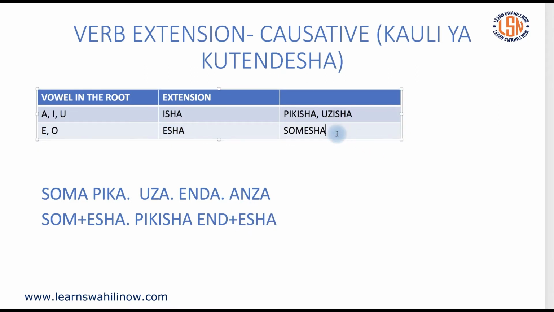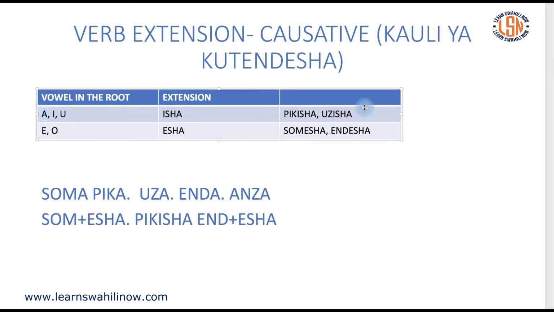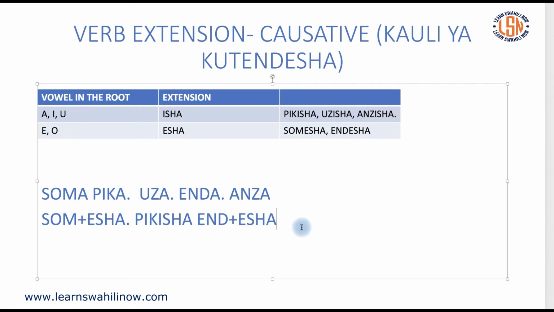So we come up and write endesha. How about anza? A is the vowel, we go up here, we find it, and then anzisha. Okay, so this is pretty much how you create the verb that has a causative verb extension. We're going to make it a little bit more complicated, or we're going to make it grow.